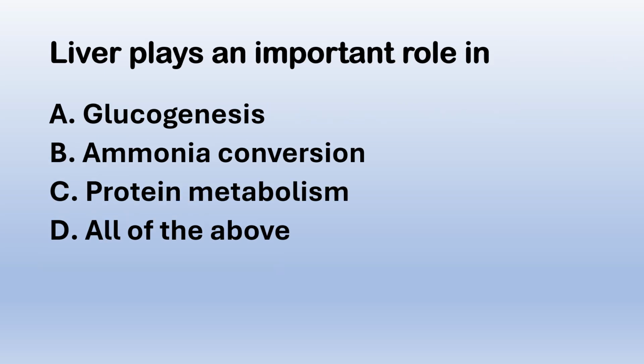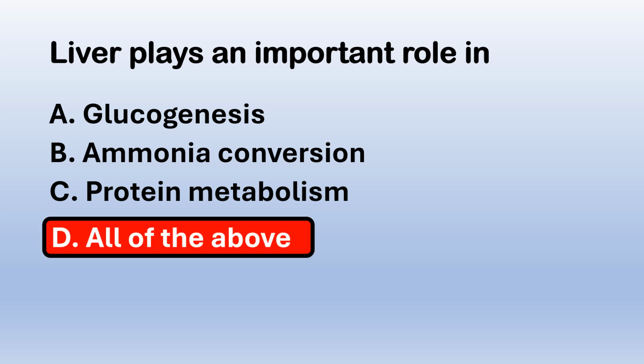The liver plays an important role in A. Glucogenesis, B. Ammonia conversion, C. Protein metabolism, D. All of the above. And the answer is D. All of the above.